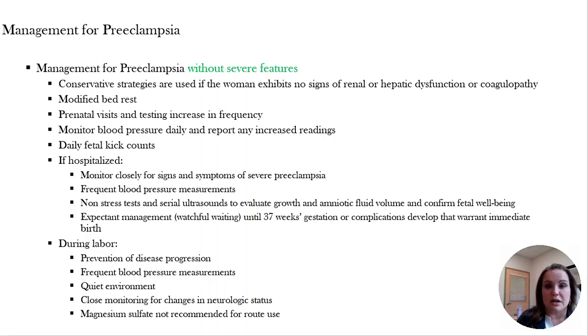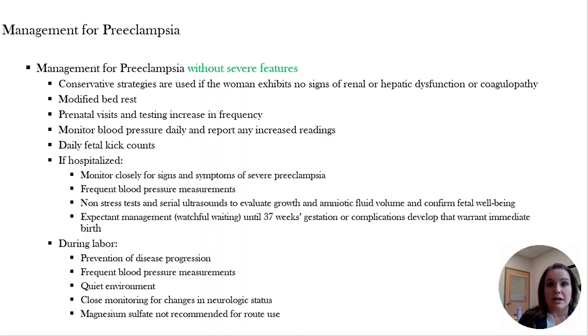If these patients are hospitalized, we're going to watch closely for signs and symptoms of the severe features of the disease: frequent blood pressure measurements, non-stress tests, ultrasounds, and expectant management, which is basically just watch and wait until 37 weeks. So 37 weeks is kind of the cutoff of when they say, nope, delivery is more advantageous than staying pregnant. So at 37 weeks, patients with preeclampsia will be induced.